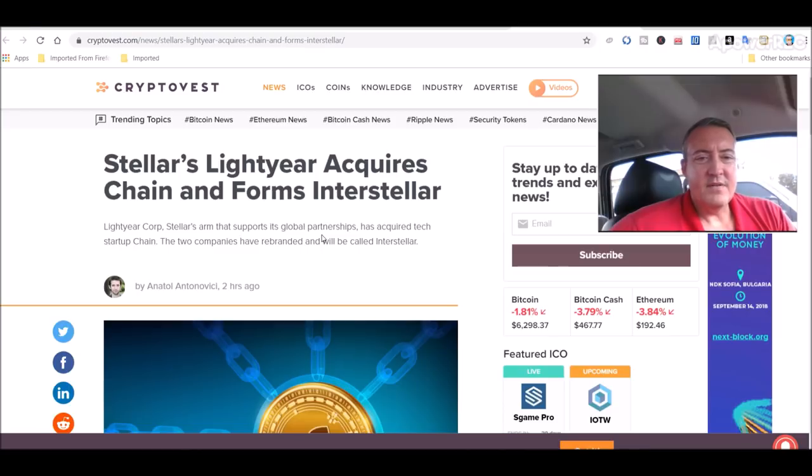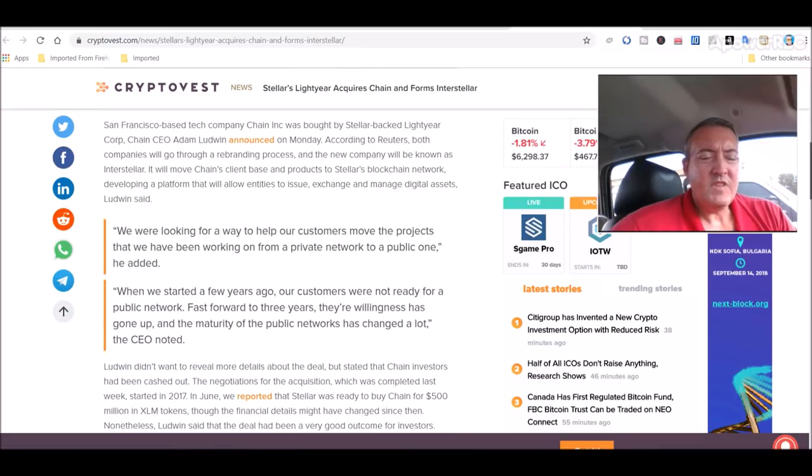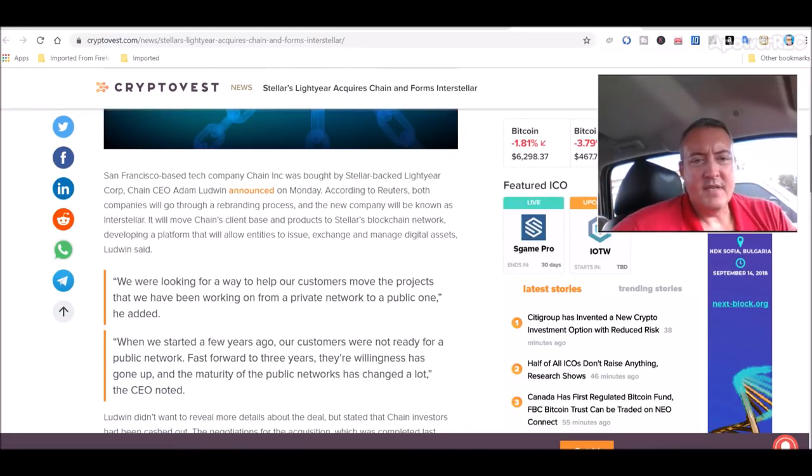Lightyear Corp, Stellar's arm that supports its global partnerships, has acquired tech startup Chain. The two companies have rebranded and will be called Interstellar. San Francisco-based tech company Chain Inc. was bought by Stellar-backed Lightyear Corp. Chain CEO Adam Ludwin announced on Monday, according to Reuters, both companies will go through a rebranding process and a new company will be known as Lightyear.